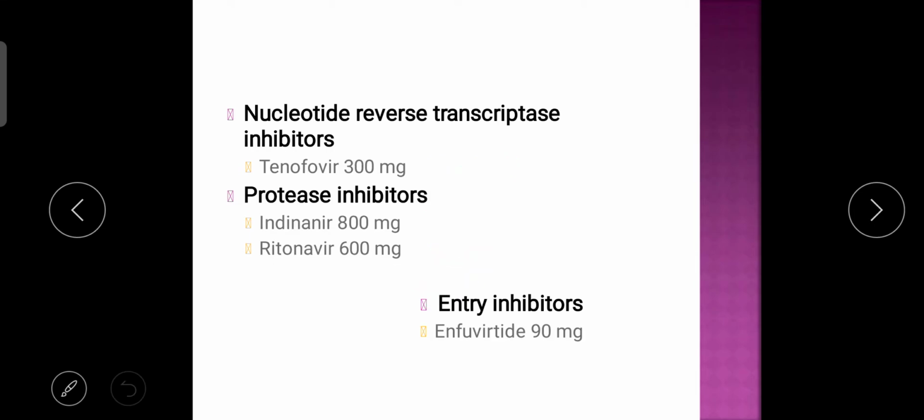Next are nucleotide reverse transcriptase inhibitors. An example is tenofovir 300 mg. Protease inhibitors are like indinavir 800 mg and ritonavir 600 mg, and entry inhibitors like enfuvirtide 90 mg. See, these all are the names of the ART drugs. ART means antiretroviral drugs.